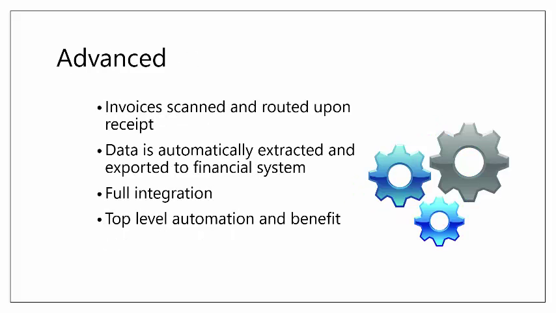Now, the final solution is advanced. Invoices are received and processed. Header data, as well as line item information, is automatically extracted. The line item data is automatically passed into your accounting system, and simultaneously, your invoices are placed into a searchable repository. This is the highest level of automation and gives you the most amount of benefit.